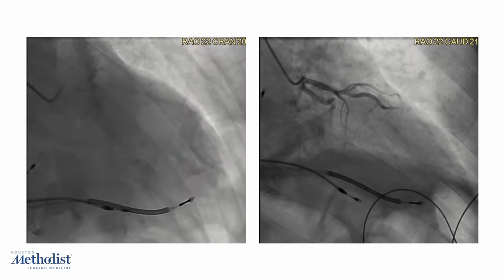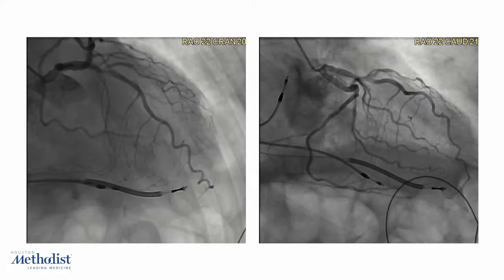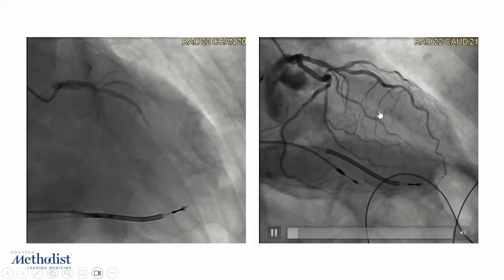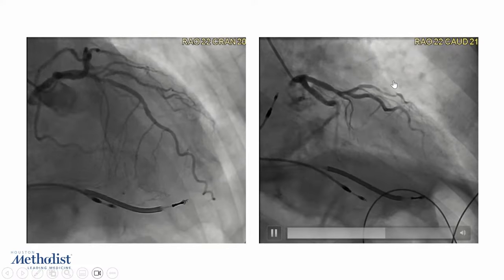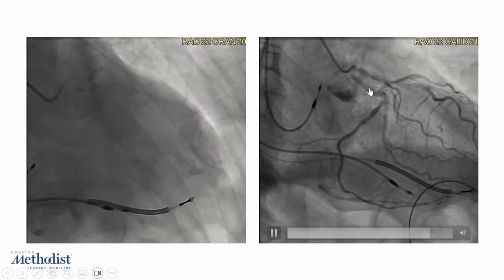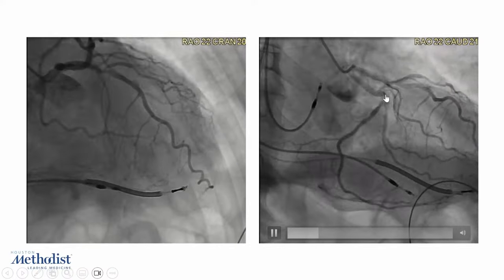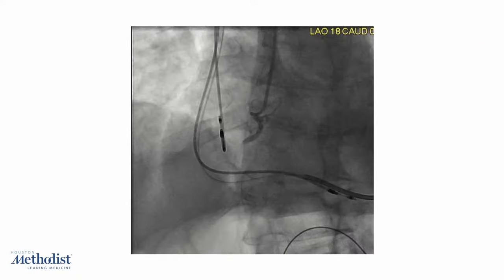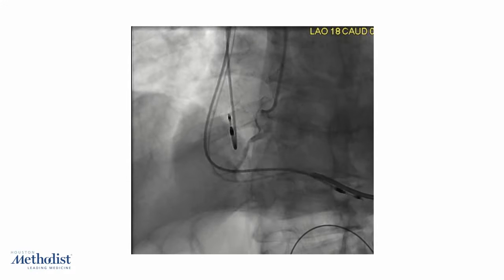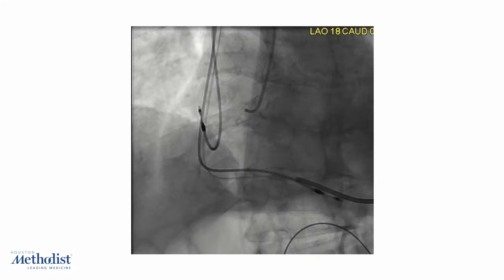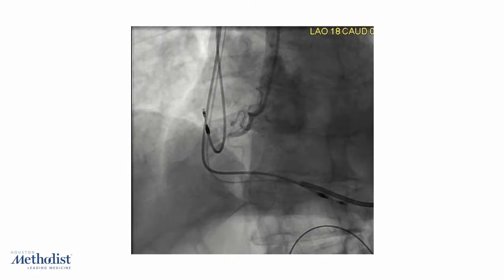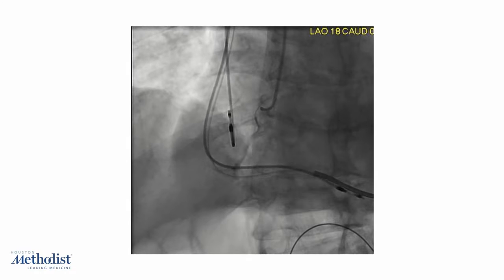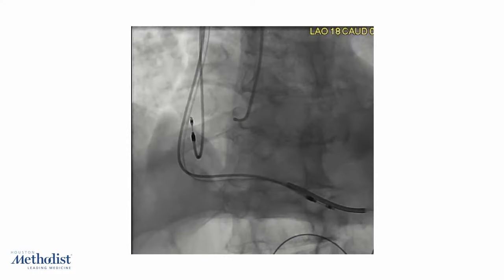So the proximal LAD disease has progressed. You can see the vessels are severely calcified. This is the caudal view, and there is OM disease that has progressed here. And this is the RCA, where the proximal RCA disease has progressed and the stent in the mid RCA is completely occluded. And EF was, again, read as 40 to 45%.